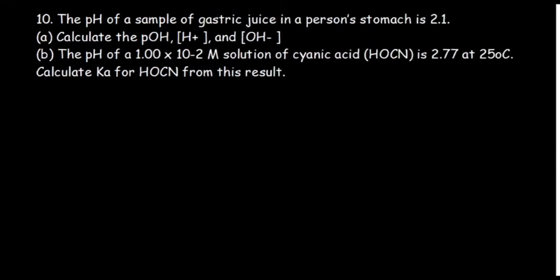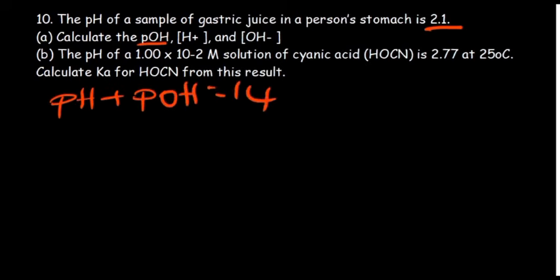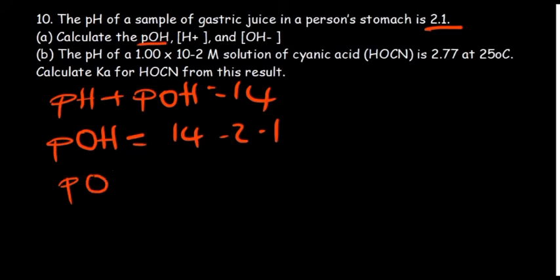Okay, question 10. The pH of a sample of gastric juice in a person's stomach is 2.1. Calculate the pOH. We've been given the pH already, so this is straightforward. The pH plus the pOH is equal to 14. So our pOH is going to be 14 minus 2.1. Plug that into your calculator, and we get 11.9. So we found the value of pOH.